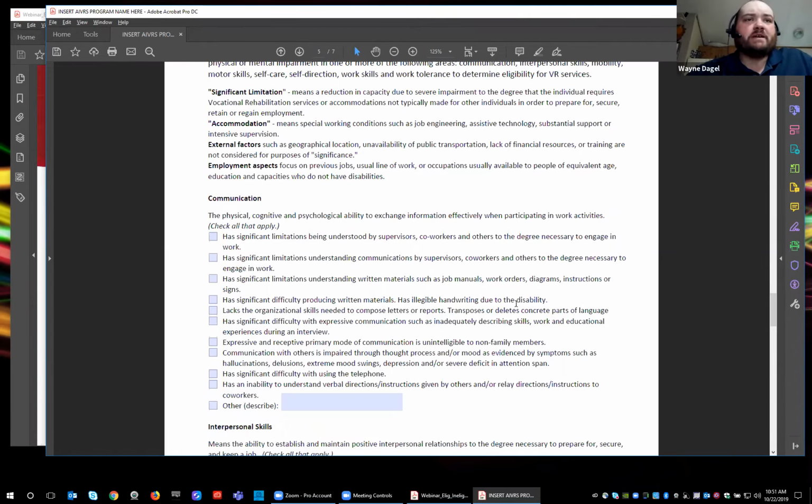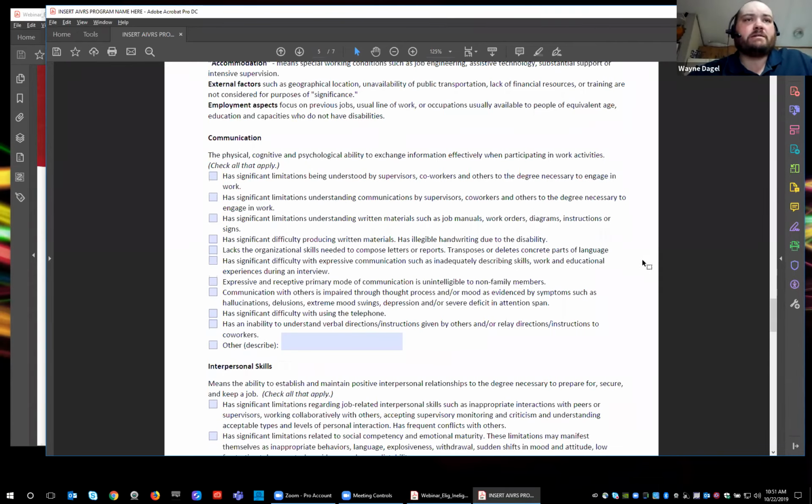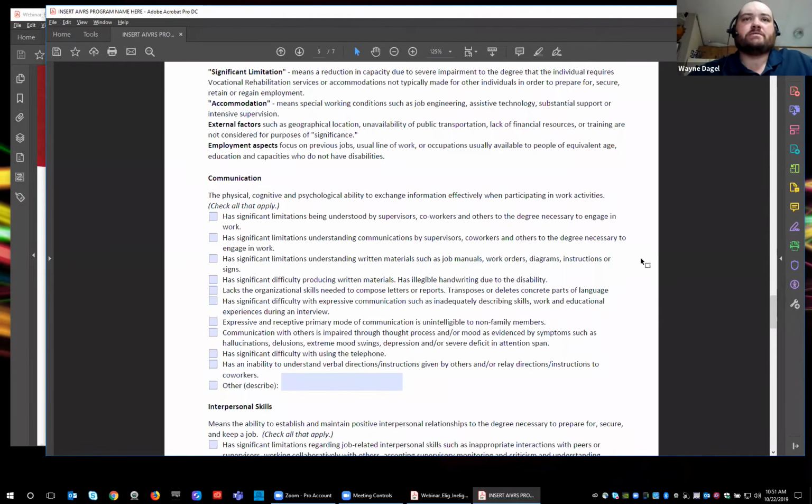So you ask yourself, does the disability impact or create significant limitations being understood by supervisors, co-workers, and others necessary to the degree to engage in work? Does the individual experience any language difficulty or comprehension of language? Is there a speech impediment? Is there a barrier, like a lisp with a cleft palate, that type of thing, that makes it really difficult for the people he's working around to understand him? You check it.